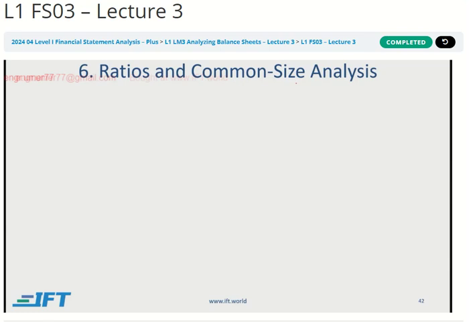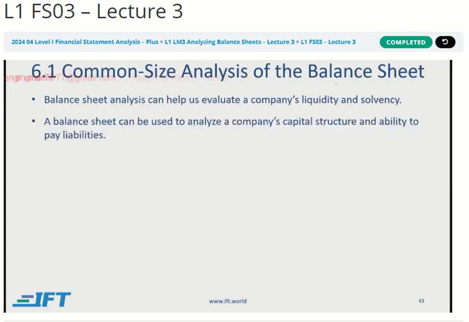Finally, this learning module comes to an end with our discussion of ratios and common size analysis, just like we did for your income statement. So first, let's talk about common size analysis. In the income statement, we made everything as a percentage of sales. Here, we're going to make everything as a percentage of total assets, right? And primarily, the two types of ratios that we will be looking at are liquidity and solvency.